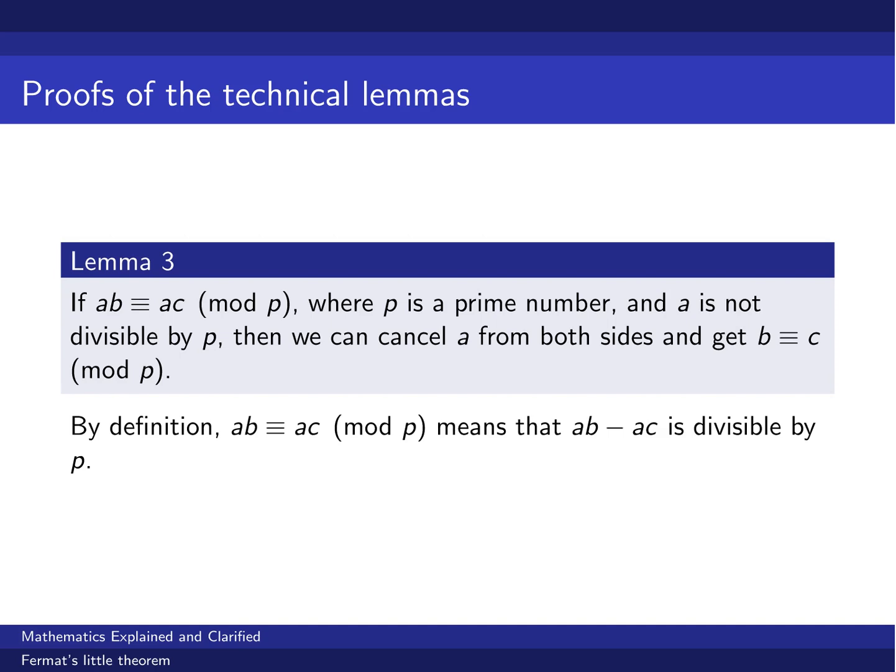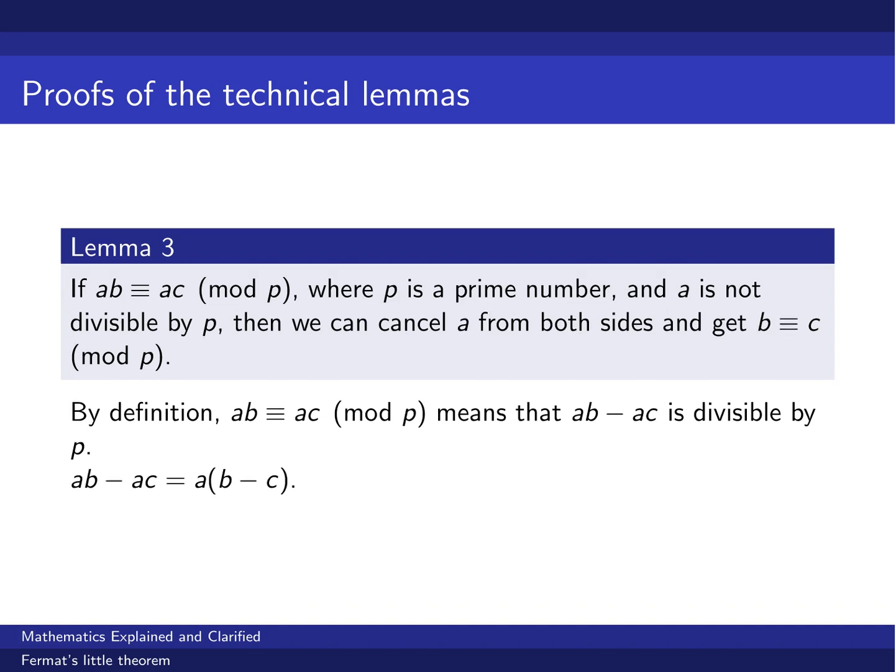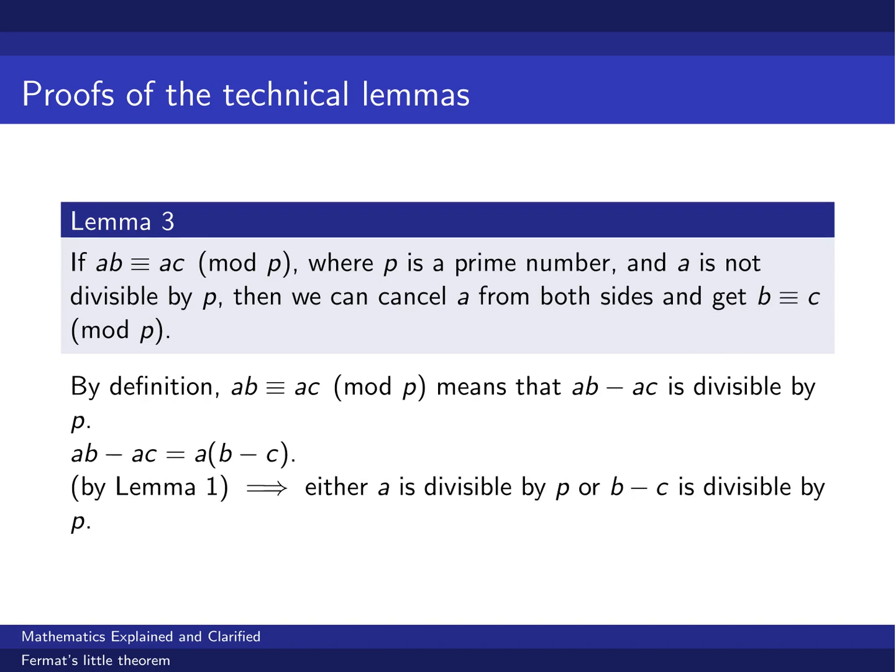By definition, the congruency AB is congruent to AC modulo P means that the difference between the left and the right side is divisible by P. So the difference AB minus AC is divisible by P. Then we notice that AB minus AC is equal to A multiplied by B minus C, and now we can apply lemma 1 and conclude that either A is divisible by P or B minus C is divisible by P.